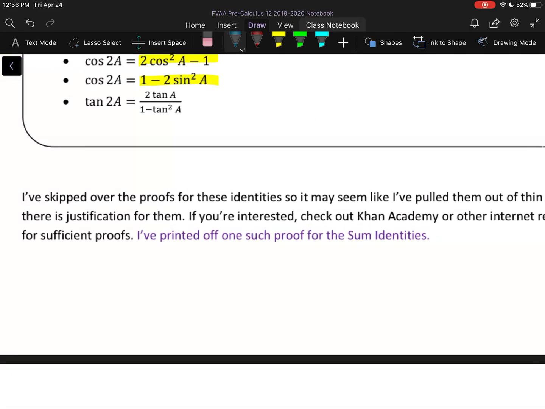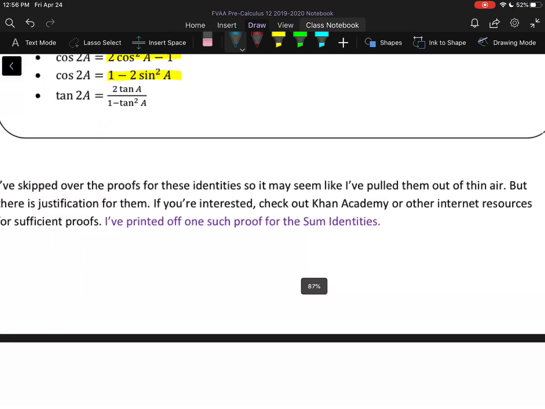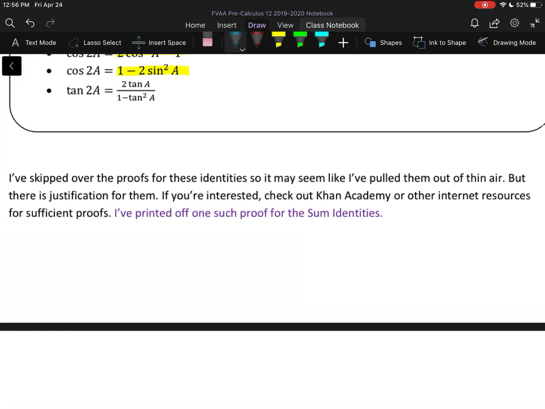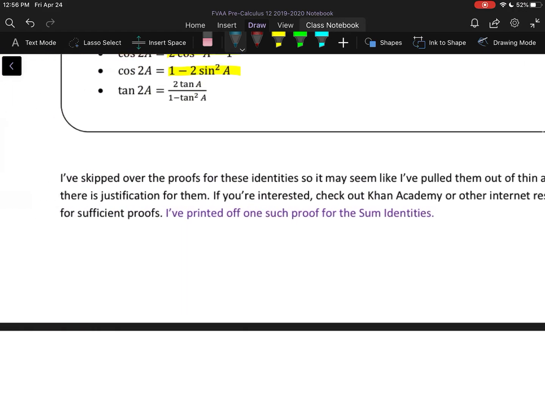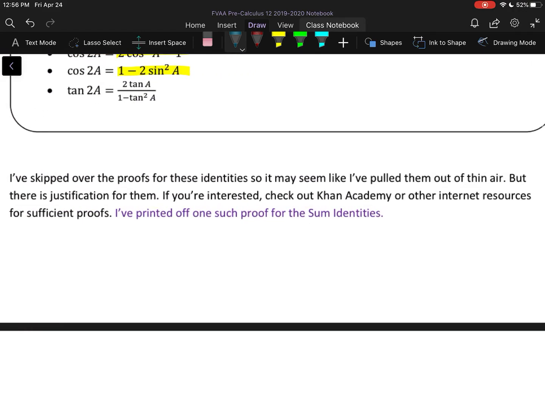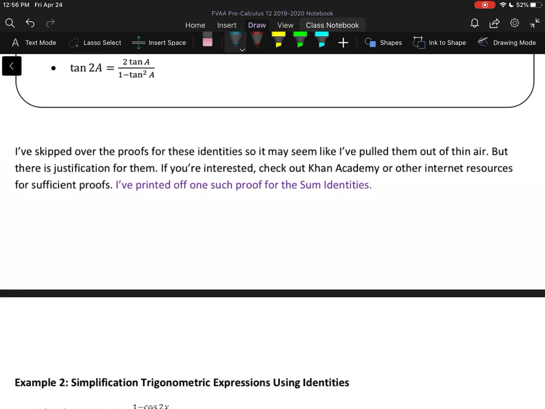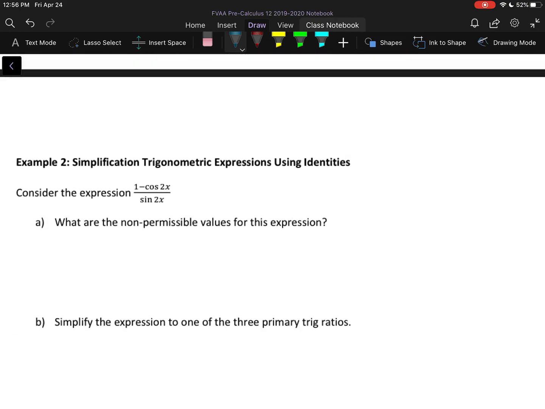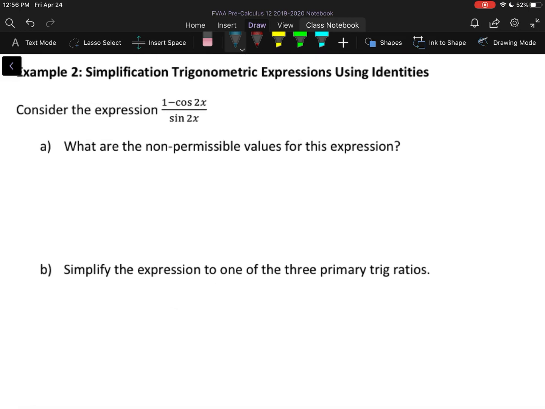We skipped over these, but there is justification for them. If you're interested, check out Khan Academy or other internet resources for sufficient proofs. I can print off one of these proof summaries as well if you're interested. All right, so let's now actually get into some examples here.